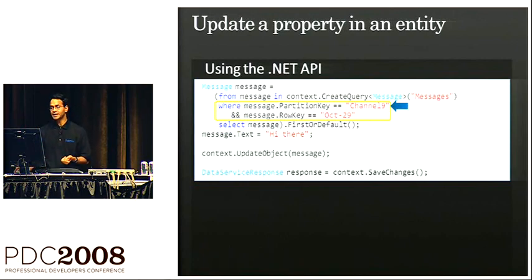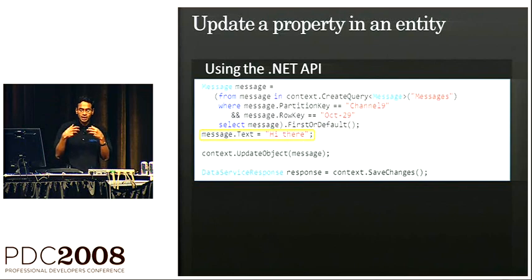Now, when you execute this query, the actual object is materialized at the client application. So you have a client object, and to start off the update, you just update the C# property. Here we're changing the text of that message from hello PDC to hi there. Now, even though you're changing the object in memory, ADO.NET Data Services does not know that the object has changed until you call the update object API.